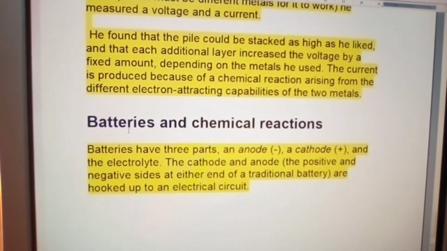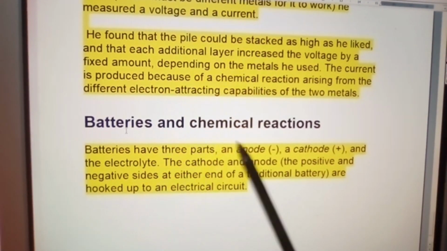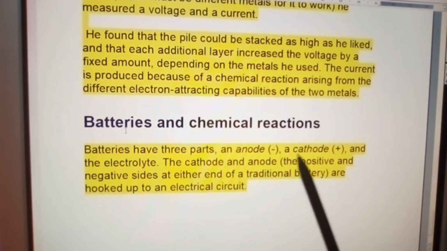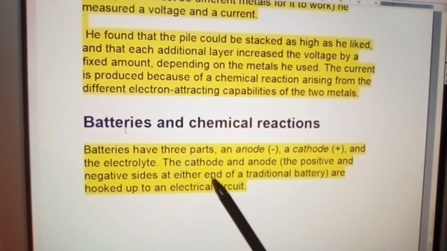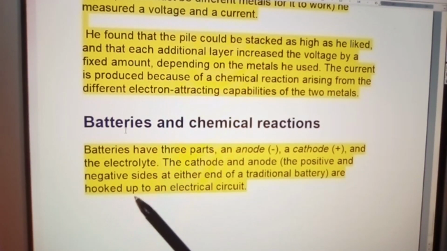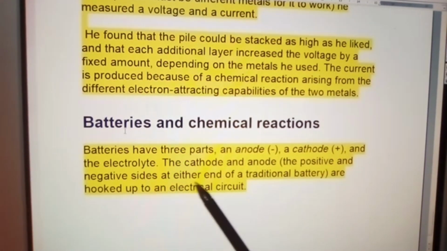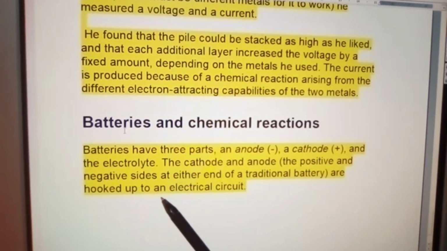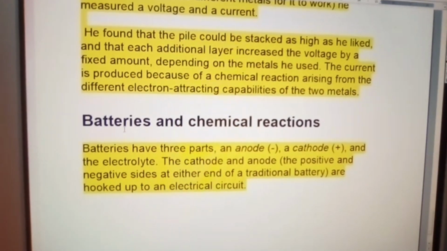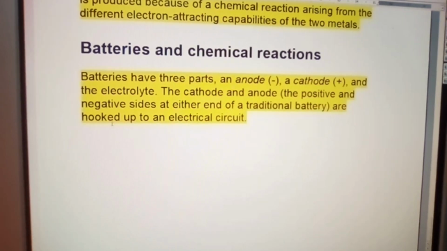Battery and chemical reaction. Batteries have three parts: an anode, a cathode, and the electrolyte. The cathode and anode, the positive and negative side at either end of a traditional battery, are hooked up to an electrical circuit. Okay, and I hope you found this useful.